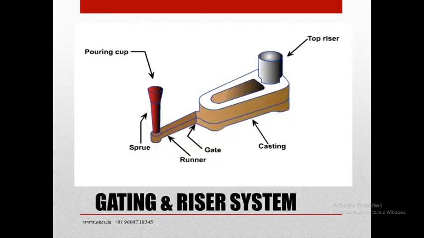You can also see the gating and riser system here. From where the metal is poured, the sprue is there, then it reaches the mold cavity by means of the runner through the gate, and there will be a riser system also. So that's the end of the session. In the next session, I will talk about the types of pattern and pattern allowances.